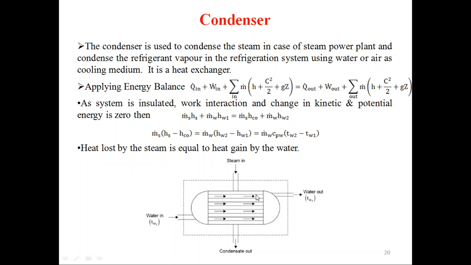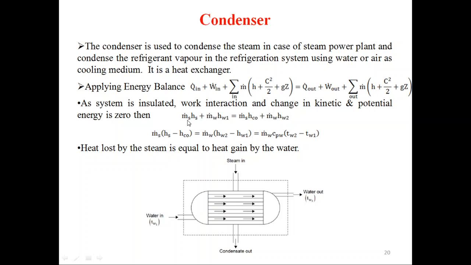As you can see, the system is insulated, it means Q̇ in and Q̇ out will be 0. Work interaction is also 0, as we are not supplying or getting any work. So Ẇ in and Ẇ out will be equal to 0, and the change in kinetic and potential energy is 0. That means C² upon 2 on the left side is equal to C² upon 2 on the right side. It will be cancelled out. gz on the left side and gz on the right side will be cancelled out, as both values are equal.